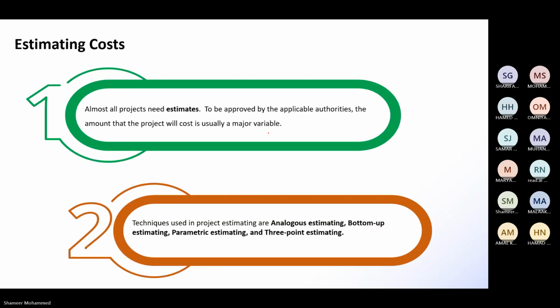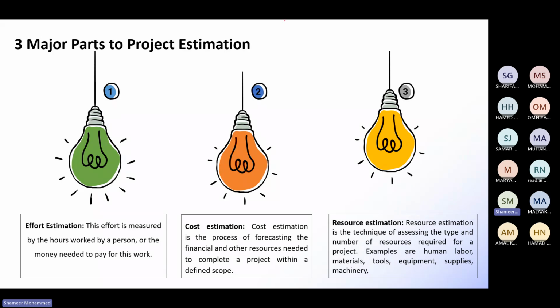Now, to do the calculation of the cost of the project, the project needs estimates, that is, calculations. So you have to follow some techniques. The techniques available to the project manager are analogous estimation, bottom up estimation, parametric estimation, and 3-point estimation. These are the 4 types of estimates used by the project manager to calculate the cost of the project, right? The 3 major parts of estimation: first you are going to find the effort.